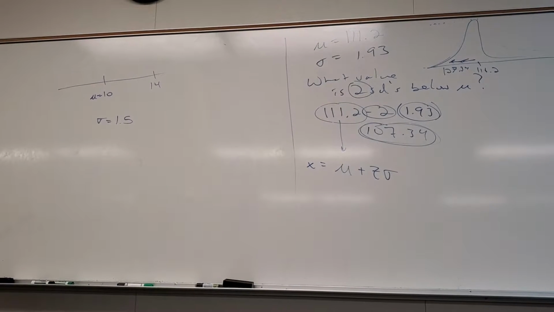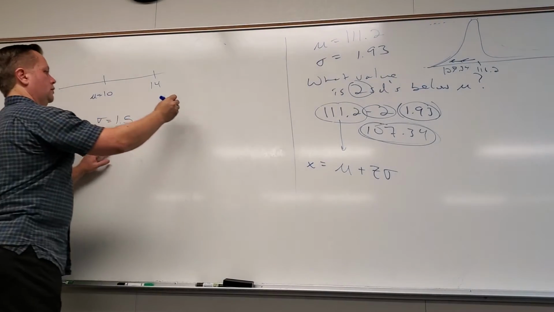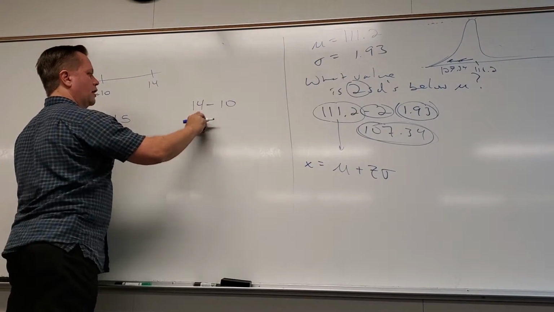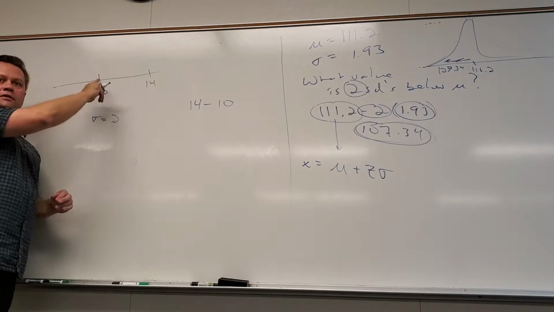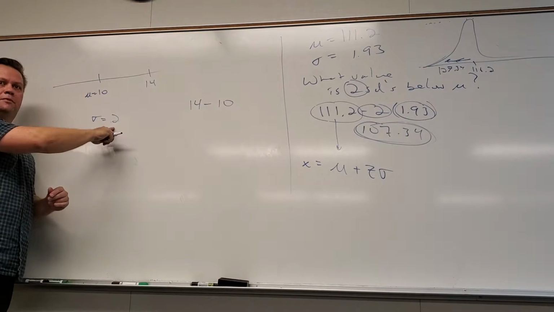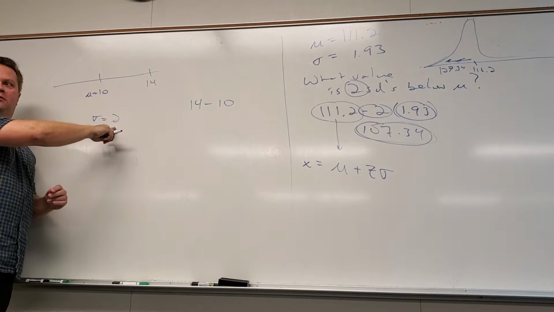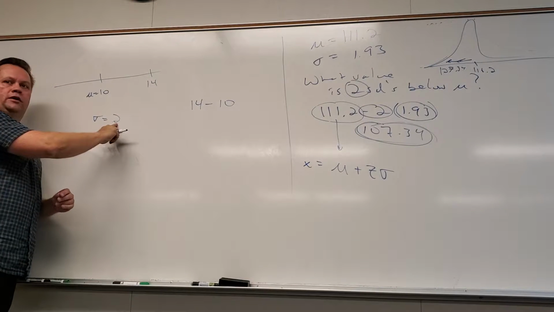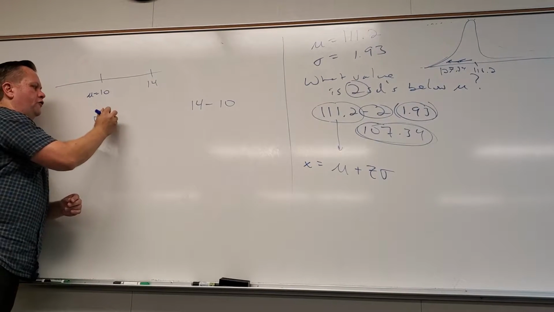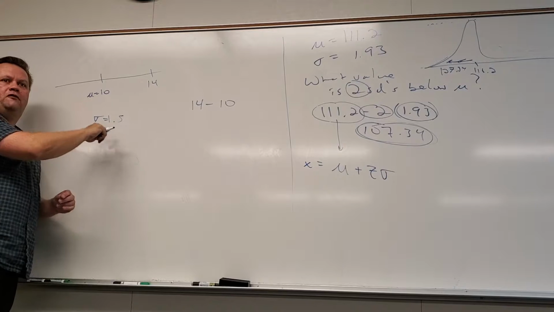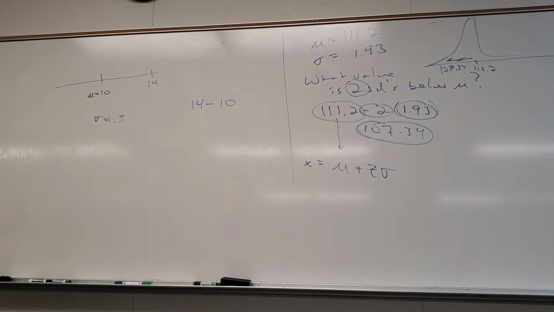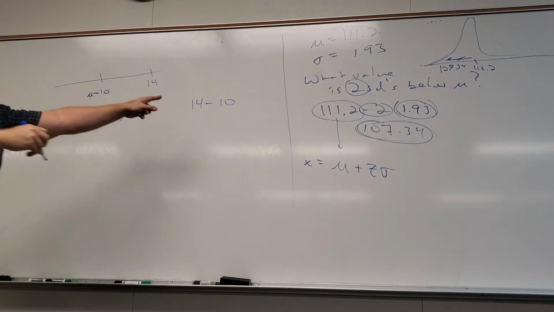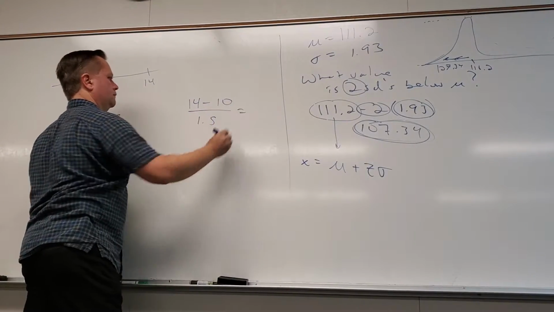Yes? Would you subtract 10 from 14 and then divide the number? That's how far I've got to go. Because if every step was 2, that should be easy. How many steps from 10 to 14 if every step is 2? 2. Because how do I go 4? I do 2 of these. Well, how do I go 4 now if every step is 1.5? Well, how did you get 2 a second ago? You divided how far you had to go by how big each step was. Doesn't that tell you how many steps fit into that distance? So if I take that minus that, divide it by 1.5.